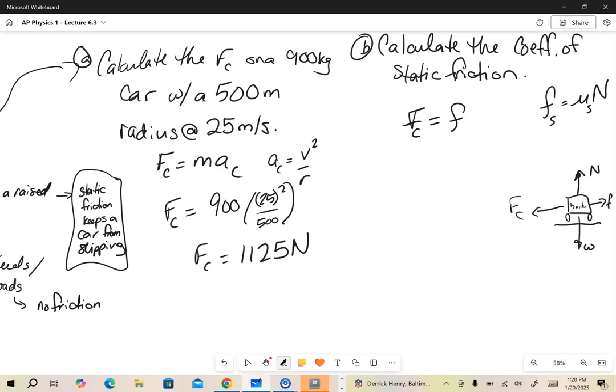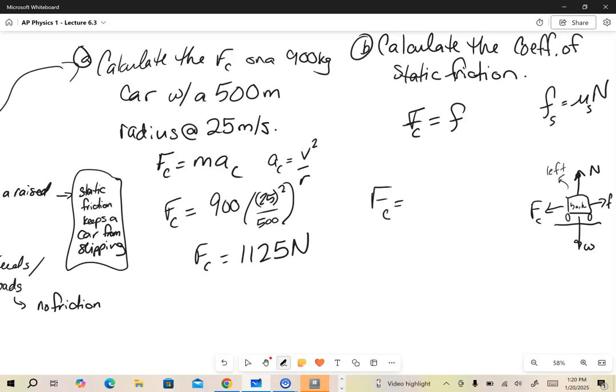I'm sorry, my arrows are not the same, but they should be the same size, because we're saying that they are equal in this particular case. Okay, so this is a car turning left. All right, so in order to calculate this, we're going to need to plug these two in.